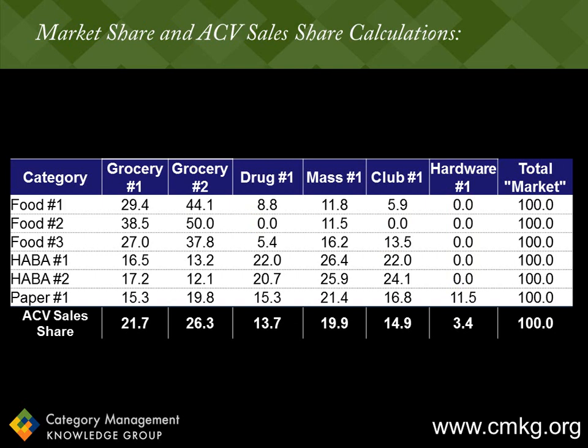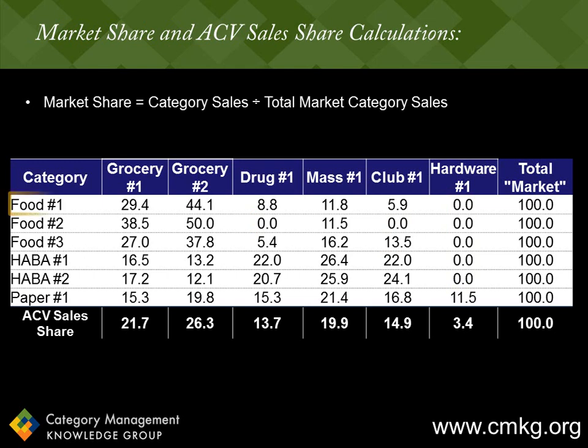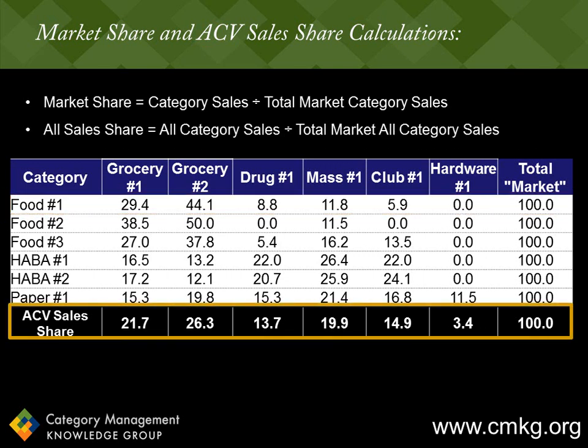So then, based on the dollar sales, I can now calculate the market shares by category for each retailer, which is the category sales for each retailer divided by the total market category sales. So grocery number 1's retail market share in food number 1 category is 29.4, so they sell 29.4% of the total market category sales. The all sales share is the sum of all of the retailers' category sales divided by the sum of all of the market's category sales. So in this example, grocery retailer number 1 does 21.7% of the all category or ACV sales.